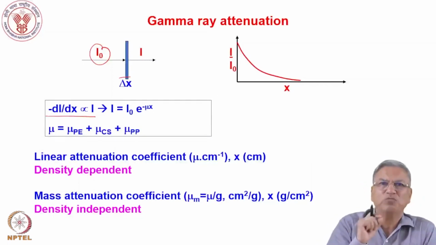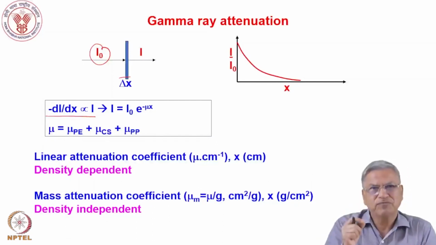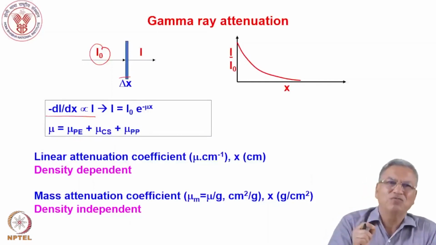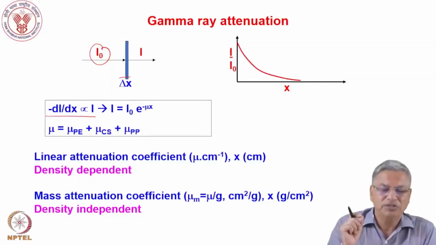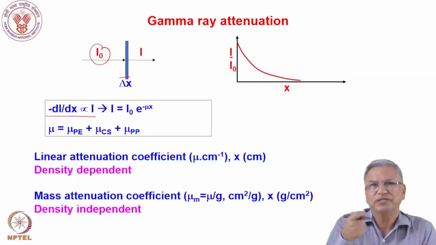Because in this case of gamma ray, where the gamma ray photon is interacting in one step, either it will undergo photoelectric effect or Compton scattering or pair production. In one event itself, the photon is removed from the initial flux, and so that process is like radioactive decay. Radioactive decay, atom decays, and so you have an exponential decay with time.